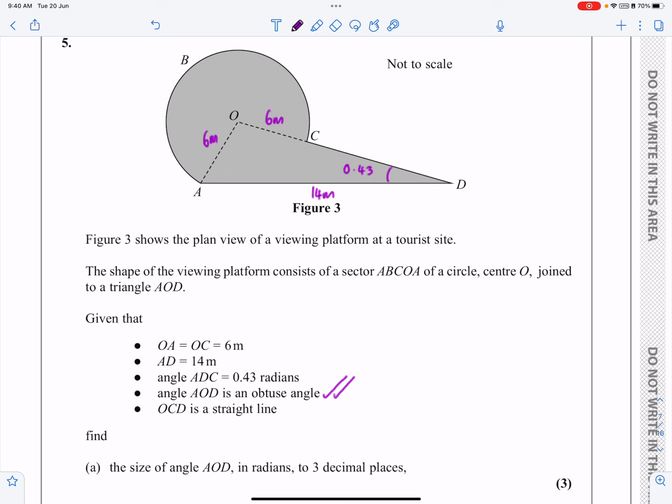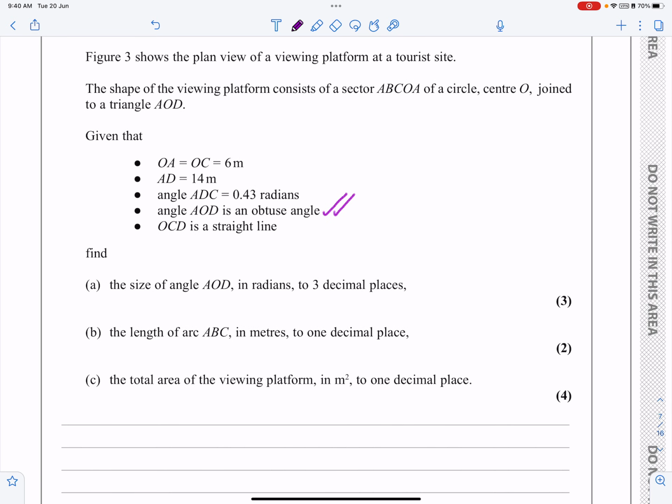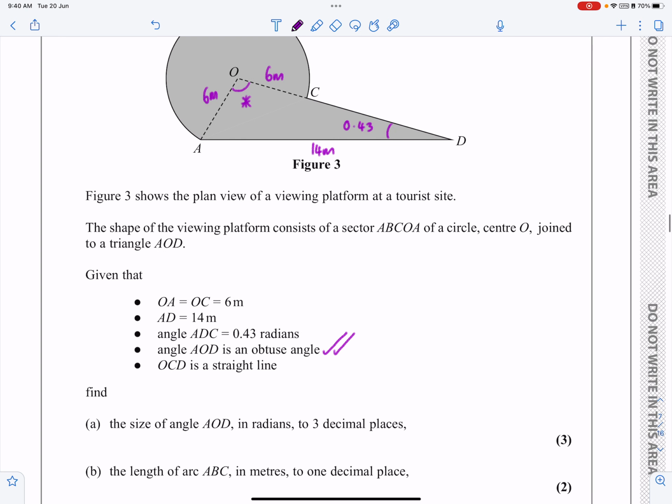Angle AOD is an obtuse angle. First time I did this question, I actually got the answer wrong because I wasn't concentrating on that bit there. OCD being a straight line, that's fine. That just tells me that it's a triangle in there. Right, what are they asking me to do? They're saying, can I find the size of angle AOD? AOD, that's this one here, that they've just said is obtuse.